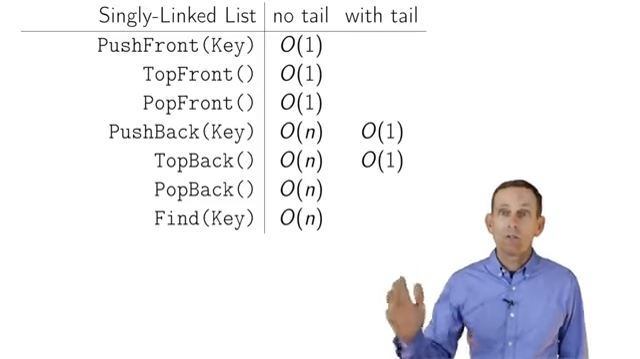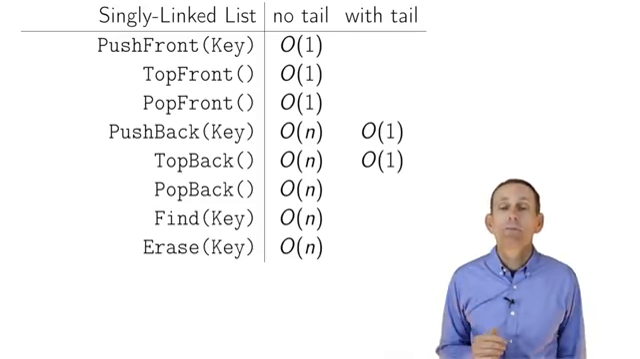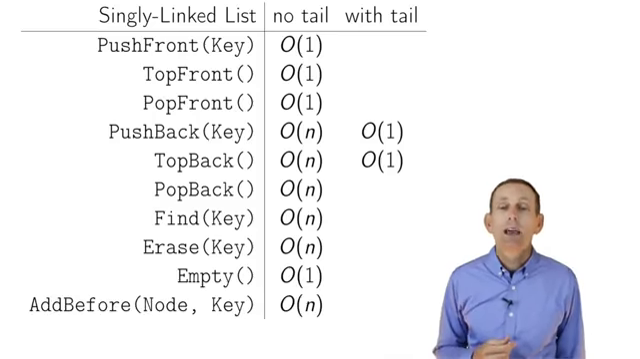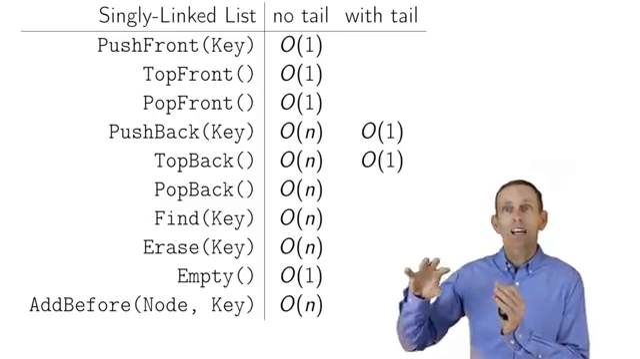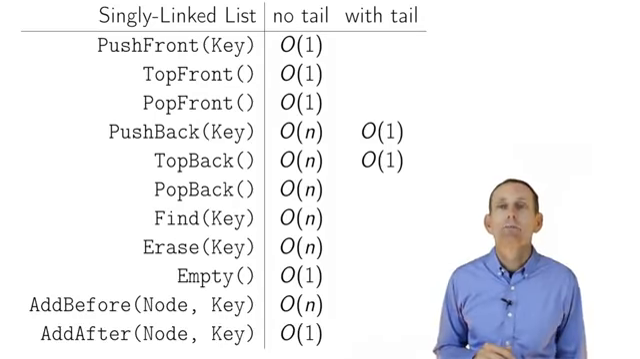Finding a key is order n. We just walk our way through the list trying to find a particular element. Erasing, also order n. Checking whether it's empty or not is as simple as checking whether the head is nil. Adding before, order n, because finding the previous element takes order n, because we've got to walk away from the head to find it. Add after, constant time.